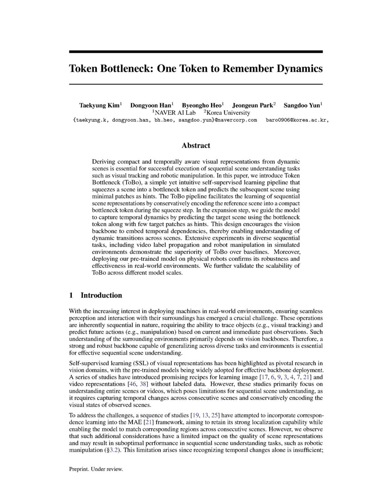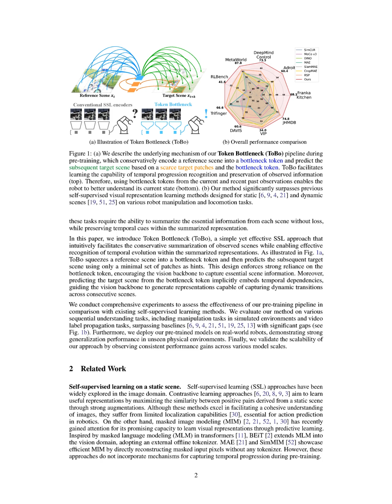understanding. This issue is significant in robotic manipulation because traditional self-supervised learning methods, such as MAE, struggle with capturing dynamic transitions and fail to provide cohesive representations necessary for predicting actions based on visual states from consecutive scenes. ToBo's design, which involves compressing a reference scene into a bottleneck token and predicting a target scene using minimal hints, ensures that essential information is preserved and temporal dependencies are embedded.